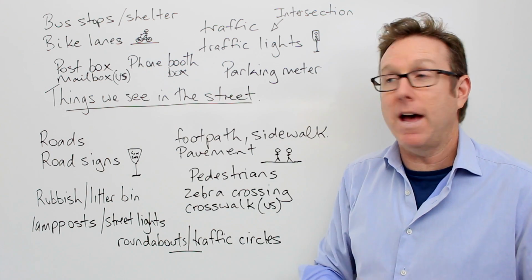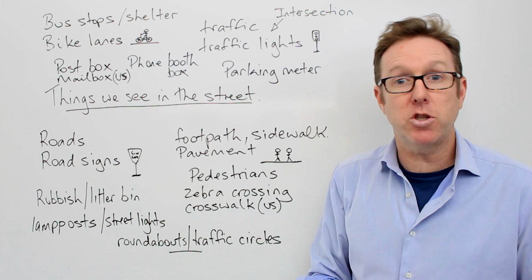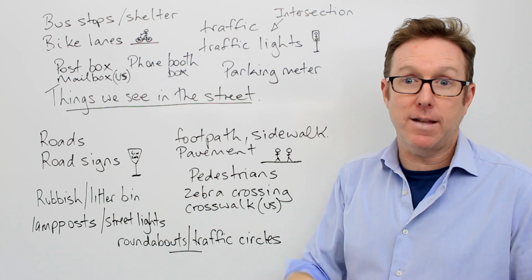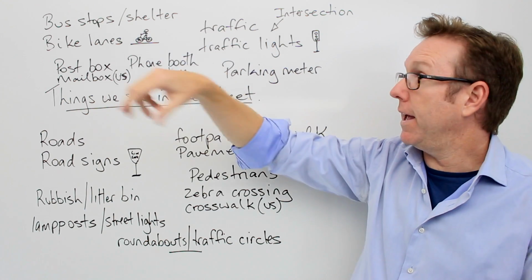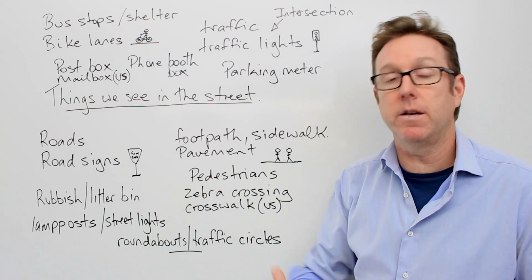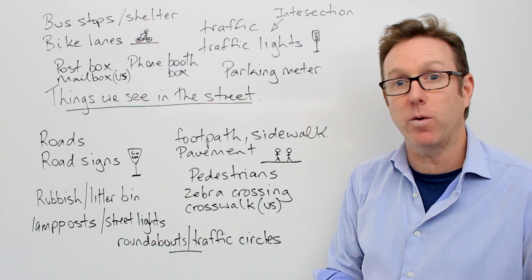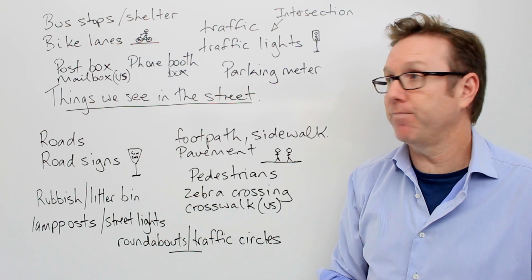So, the first thing that we're going to see when we go into the street is we're going to see a bus stop or a bus shelter. And a bus stop is where we catch the bus. So it can sometimes be a post or a pole. It can also sometimes be a shelter, which is more of a covered bus stop where you can sit down, and if it's raining you don't get wet. So that would be a bus stop or bus shelter.